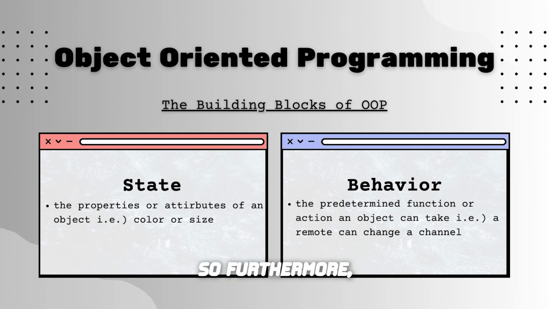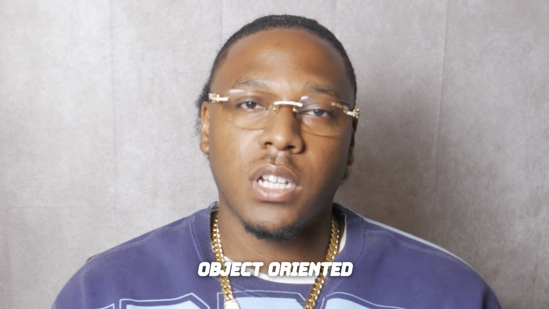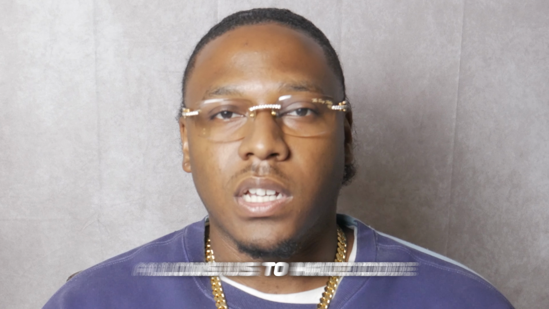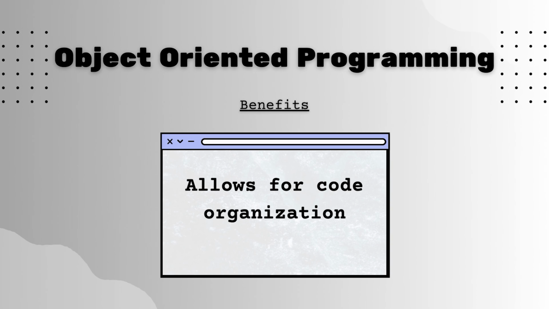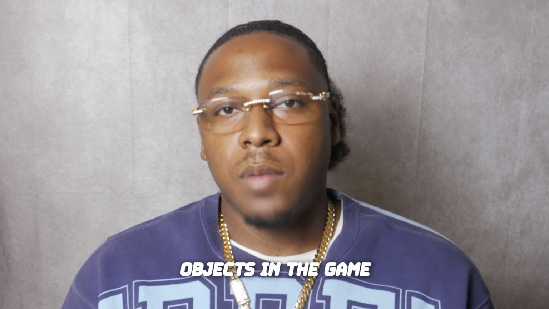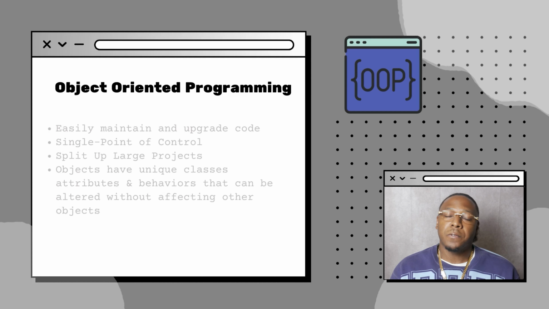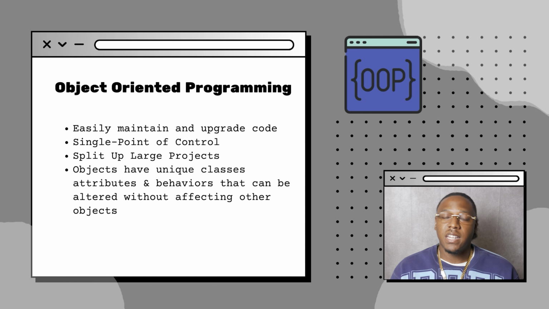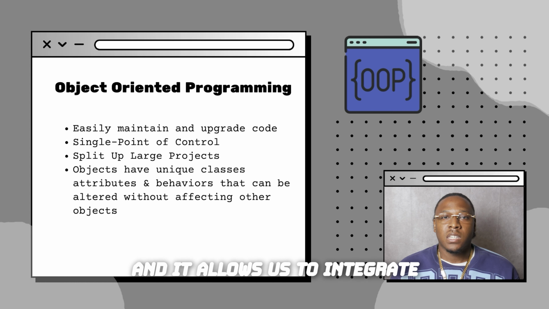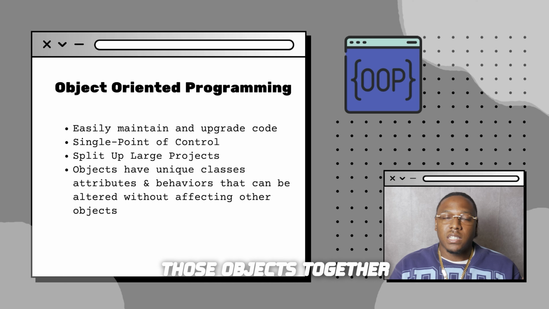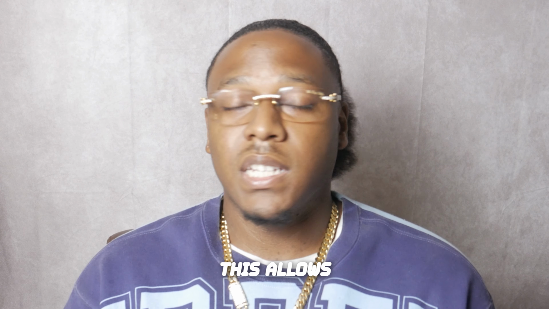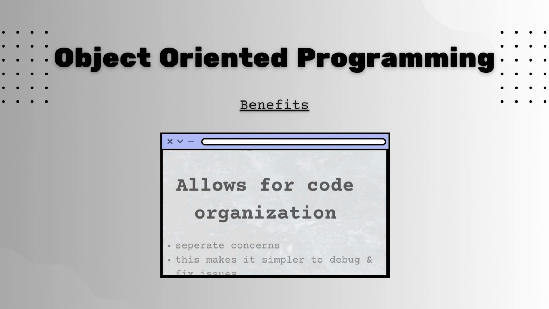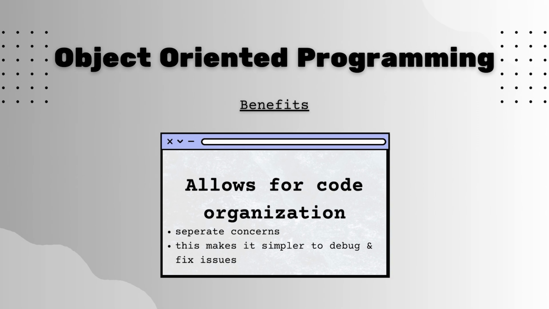So furthermore, object-oriented programming allows us to have code organization. You can have different classes for different objects in the game, as well as different behaviors of those objects in the game, and it allows us to integrate those objects together to seamlessly create the entire video game. This allows for us to separate our concerns, which makes it easier to debug and fix issues in our code.